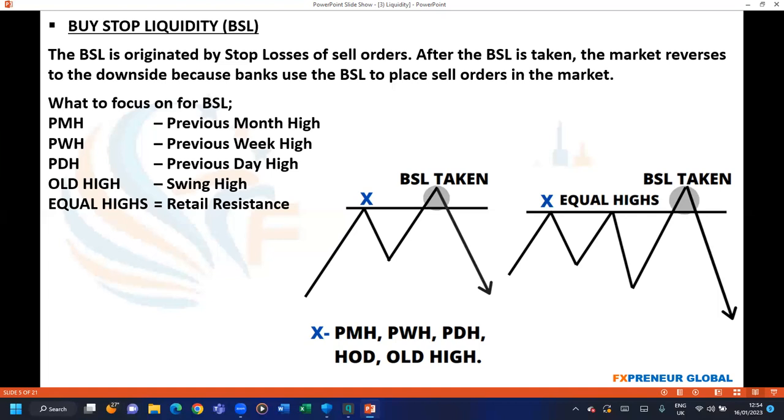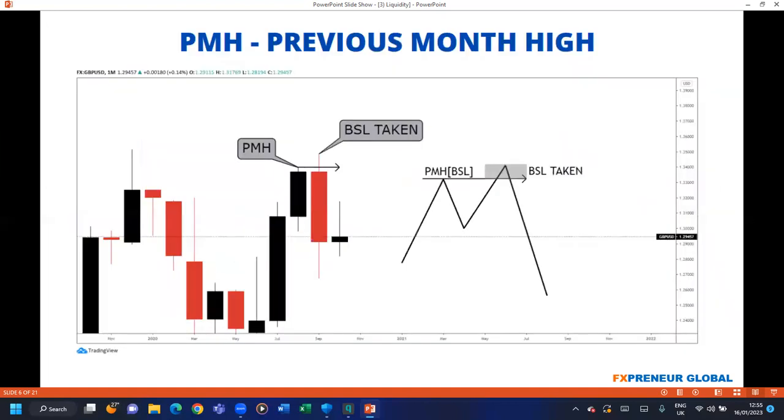So what to focus on for buy stop liquidity? You look at the previous day's high, the previous week's high, the previous month's high, initial high of the day, equal highs, talking about your double top, your regular resistance. These are the areas where you can find buy stop liquidity.